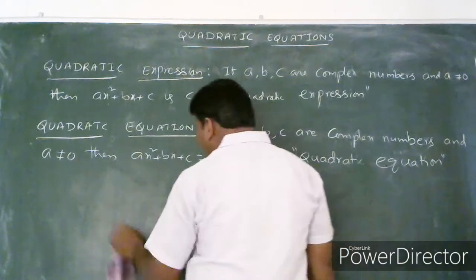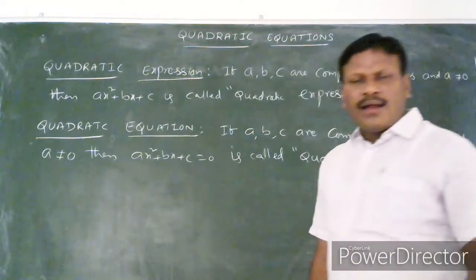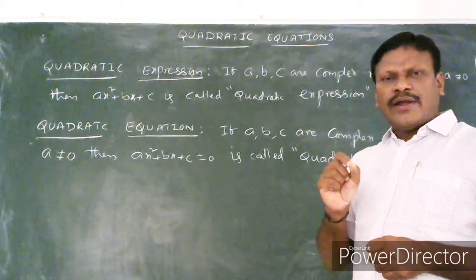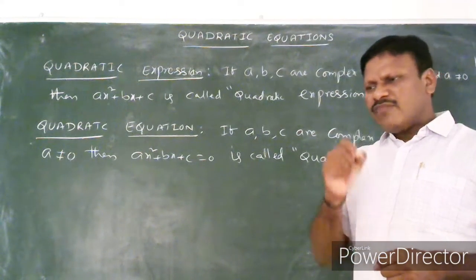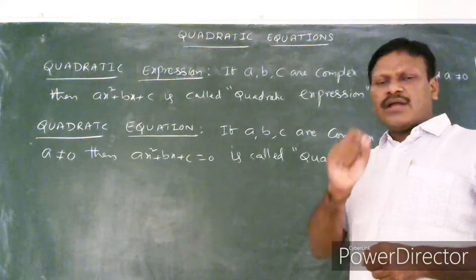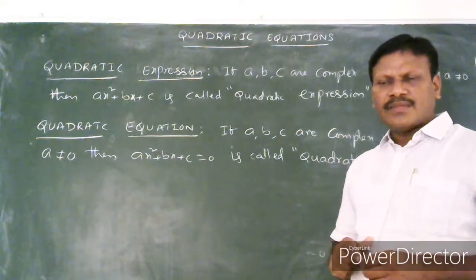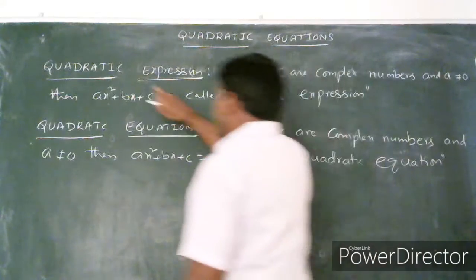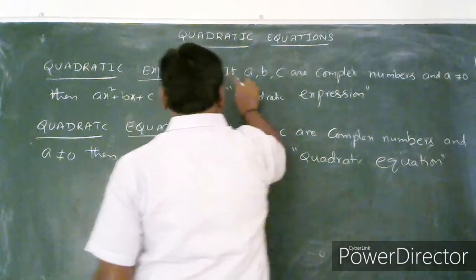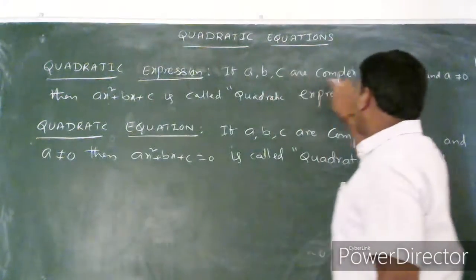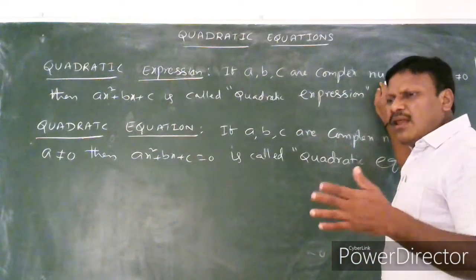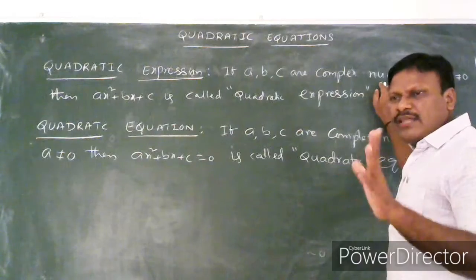Now we are discussing quadratic equation and quadratic expression. The simple definition is, if the degree of the expression is 2, that is called quadratic expression. If the degree of the equation is 2, that is called quadratic equation. So what is the general form and definition? Here, quadratic expression. If a, b, c are complex numbers, complex numbers means it may be real or imaginary, whatever the number, no problem.